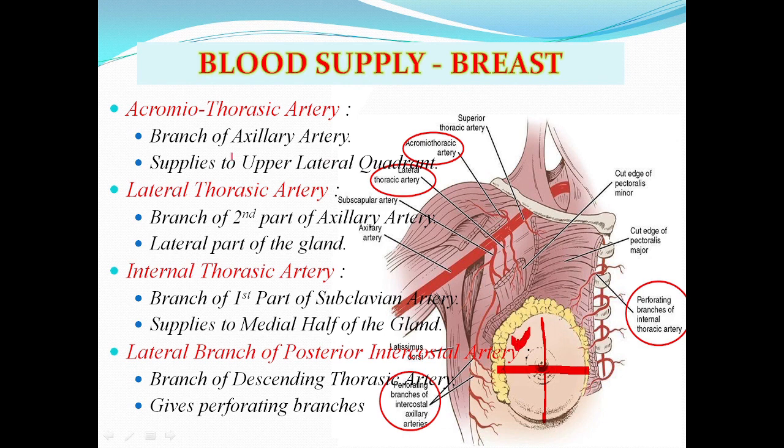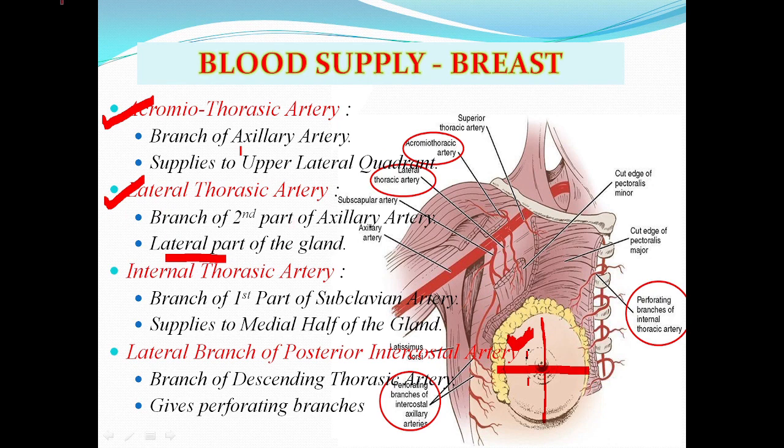Upper lateral quadrant is supplied by a branch of the axillary artery that is called what? Acromiothoracic artery. So please remember, upper lateral quadrant is supplied by what? Acromiothoracic artery. Next, the lateral thoracic artery supplies the lateral part of the gland. So now this half is called the medial half, this half is called the lateral half. So upper lateral, that is superolateral, and inferolateral will be supplied by the lateral thoracic artery.